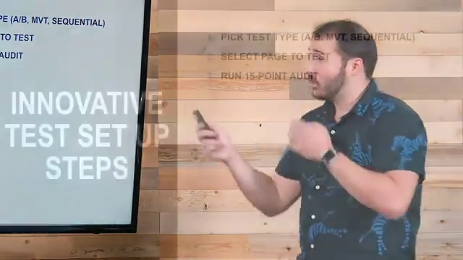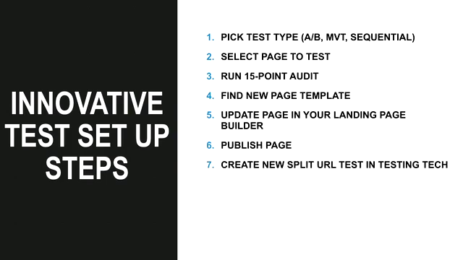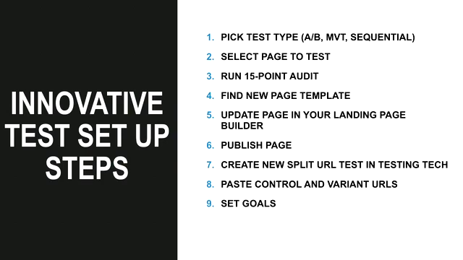They're really, really important. Run the 15-point audit. Find the new page template, if it's a template test. This is an innovative test, so it's a new page template. Update the page in your landing page builder. Publish it. Create a new split URL test in your testing tech. Paste control and variant URLs. Set your goals. Launch. It's 10 steps.